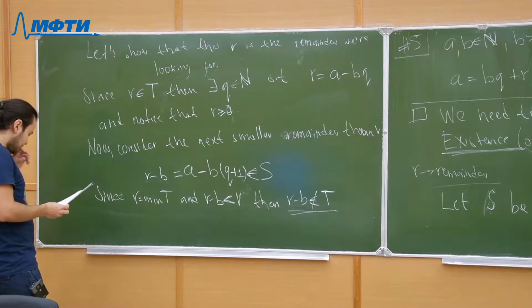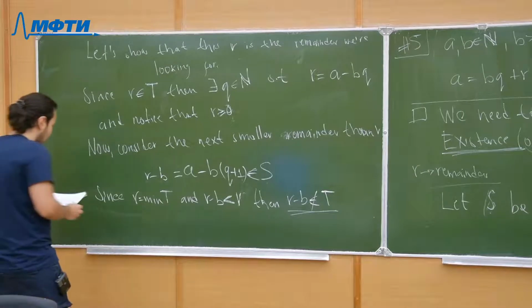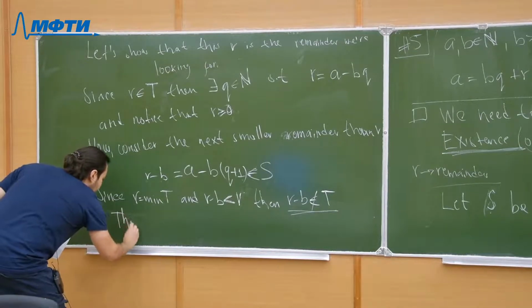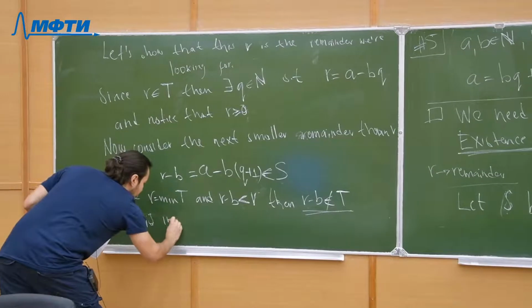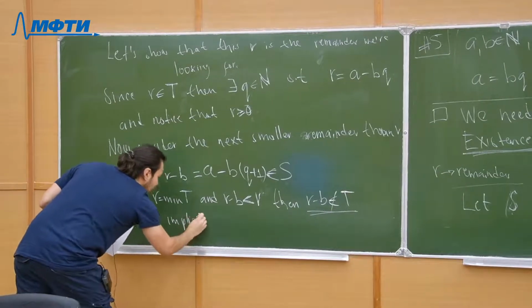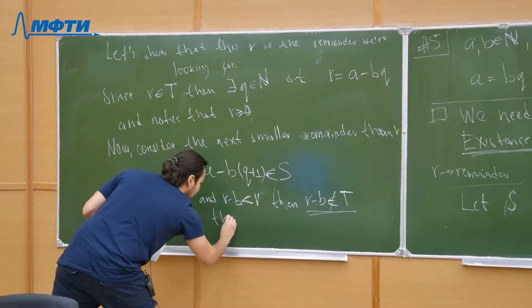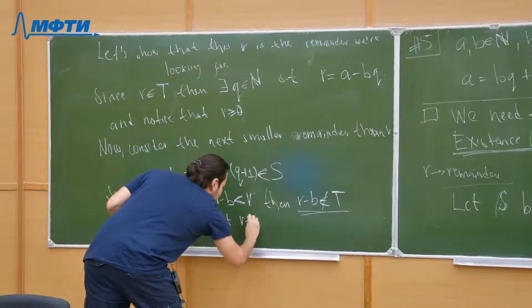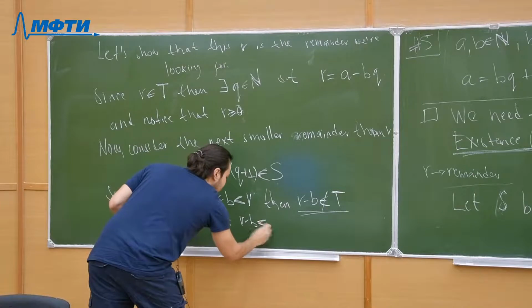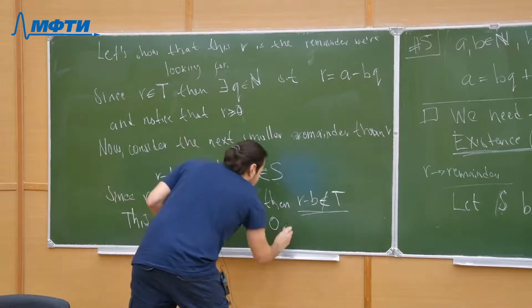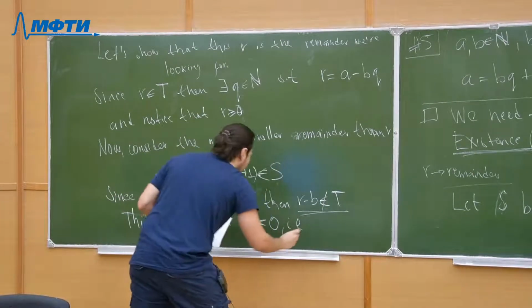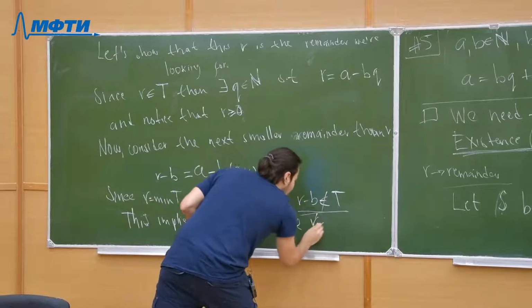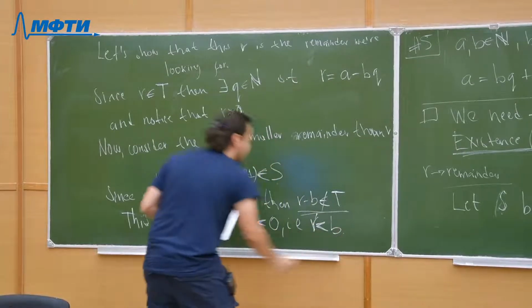Then this implies that R minus B, as I told you, is less than 0. So R is less than B, right?